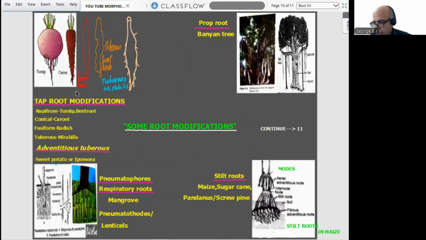So this is for taproot modification, food storage. Exception: these 1, 2, then 3, 4 are taproot, while sweet potato is adventitious tuberous. Prop root in banyan tree for support. Then we can find breathing root, pneumatophores, for respiratory purpose. Rather than breathing root, we can use the term respiratory roots, typically seen in mangroves. Elongated structures are called pneumatophores, on which certain openings will be there, called pneumathodes or lenticels. Then stilt root, as in the case of Pandanus or screw pine, maize, sugarcane, again for support in weak stemmed plants.